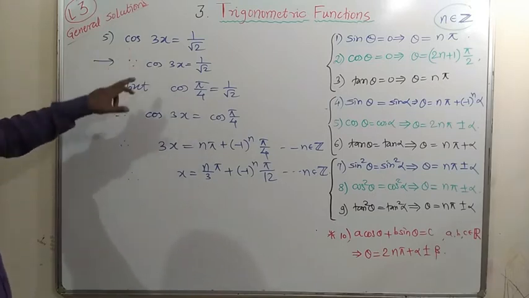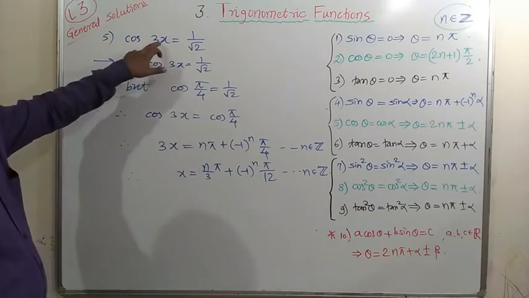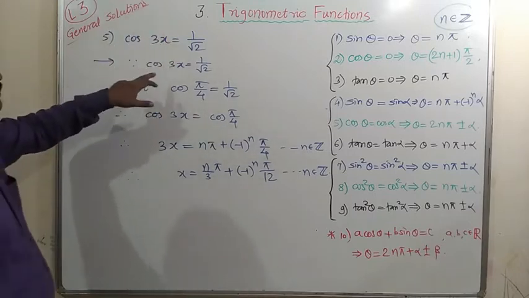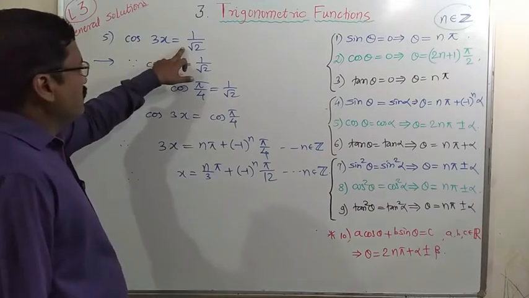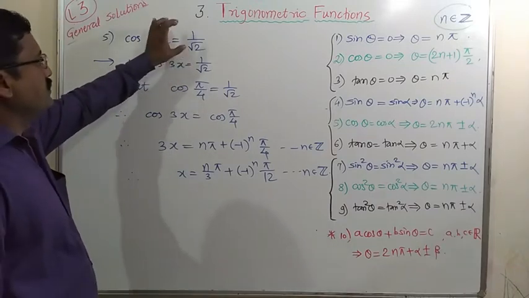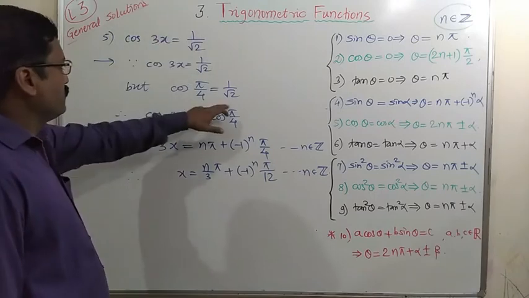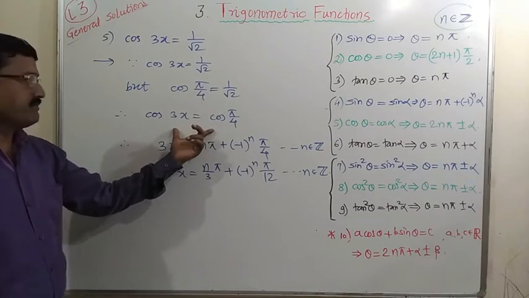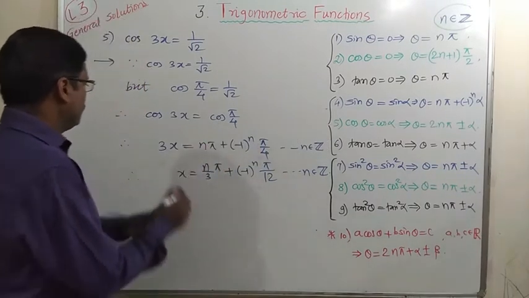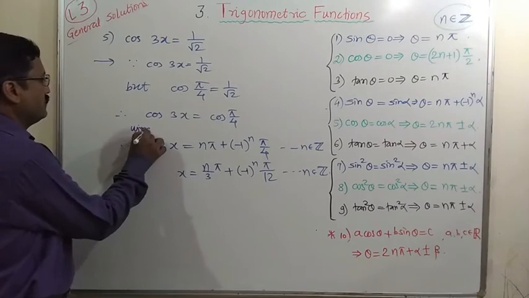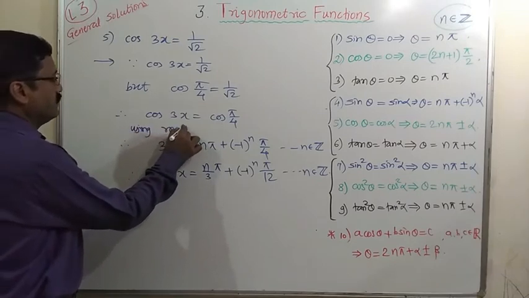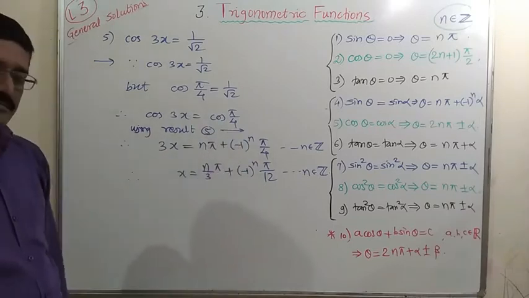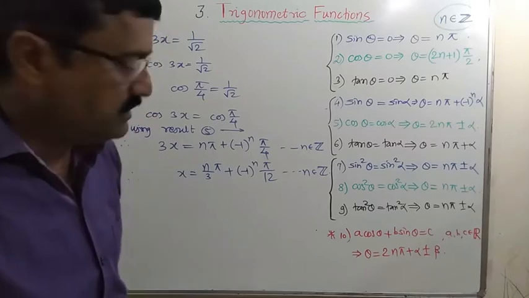Okay, it's again simple. Just don't bother about this angle 3x, whether it may be 3x, 5x or 10x. No problem. Only find the value of the trigonometric function for which we get the value 1 upon root 2. So it is cos pi by 4. So we get here cos theta equal to cos alpha. Using formula number 5, we get this. Okay, let us move towards the next one.